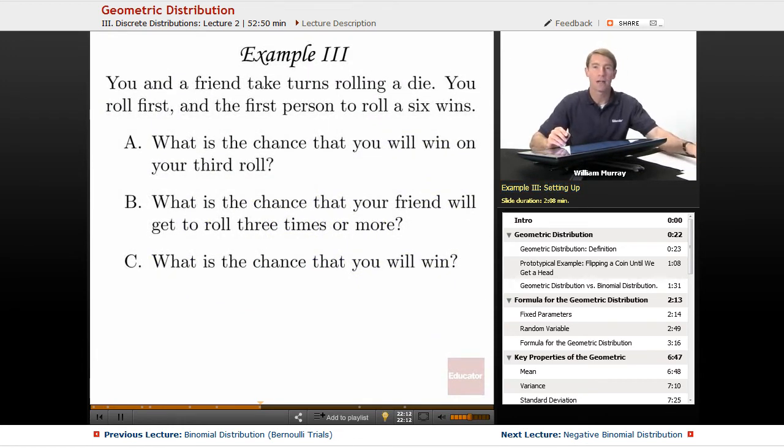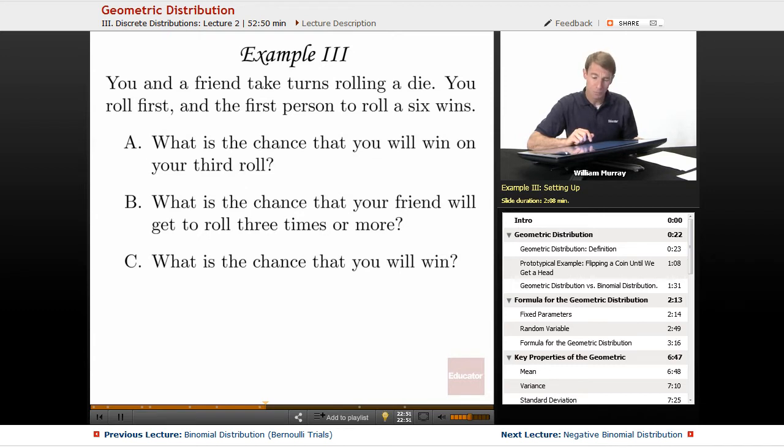In example 3 here, we're going to make things a little more complicated. We were setting up a game between you and your friend, and it's a fairly simple game, but it'll give us some interesting probability. You just take turns rolling a die, and you get to roll first, and then your friend rolls, and then you roll, and then your friend rolls. Whoever rolls a 6 wins, and I guess the other person has to pay them some money or something. So you're both trying to roll a 6. If you roll a 6 right away, then you'll win. If you fail to roll a 6 and then your friend rolls a 6, then your friend wins. And then you just keep going back and forth until the first person rolls a 6.